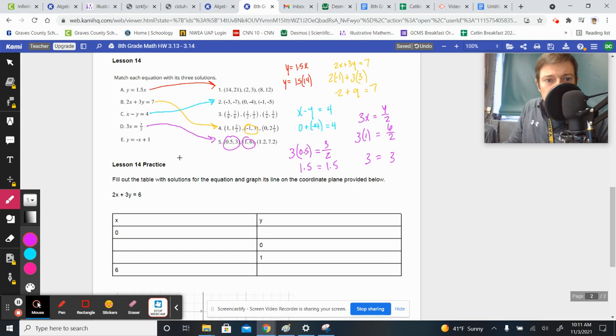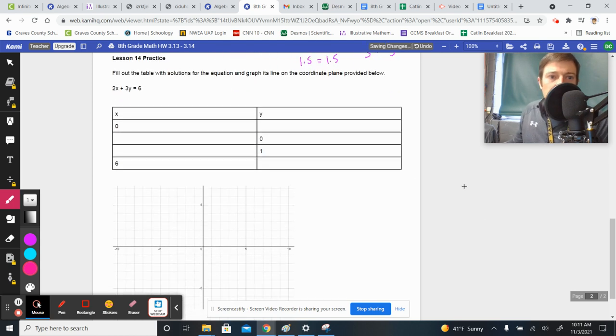And by process of elimination, we didn't have to do anything with the silly fractions, but apparently this one's going to match number 3. So there we go. There's our matches there. Let's move on to the last part. We're going to fill out the table that has solutions for this equation. We're going to graph its line on the graph provided below.